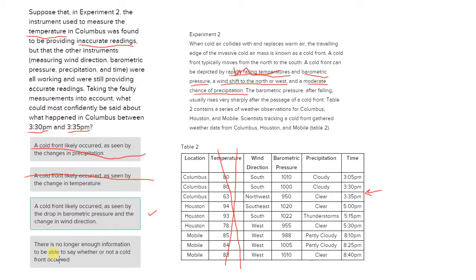And this one says there's no longer enough information to be able to say whether or not a cold front occurred. Well, we actually do have 2 pieces of data, the wind direction and the barometric pressure, that both indicate that a cold front could have occurred here. Now, if the previous choice had said a cold front definitely occurred, it would be a little bit questionable, but it just says a cold front likely occurred based on these 2 data points. This is still the best answer because both of those data points are indicative of a cold front passing through. So our answer is answer choice C.